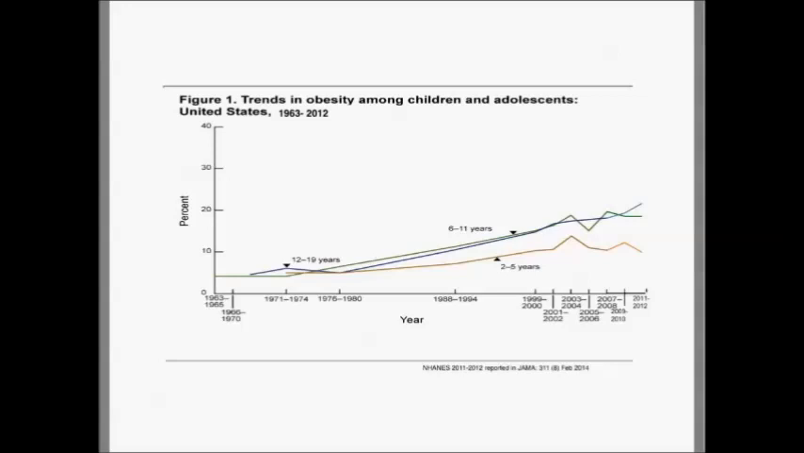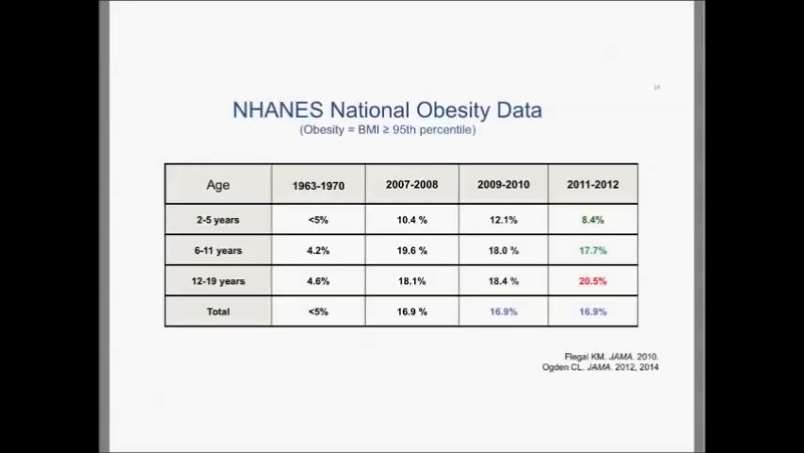12 to 19-year-olds, unfortunately, we're really struggling with, and they keep heading upwards. And we'll discuss that a little bit more in the upcoming graph as to why that is. So there's the real numbers there. Green means it's gotten better, red means it's gotten worse, and blue is staying the same. So if you compare the data from 63 to 70 to 2011, 2012.